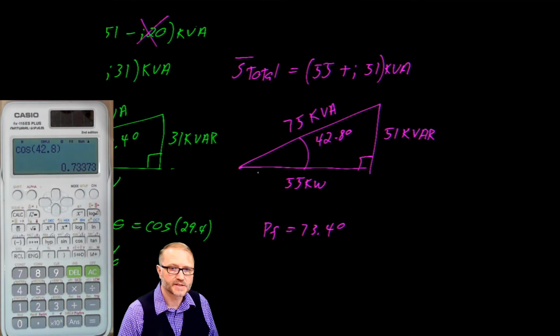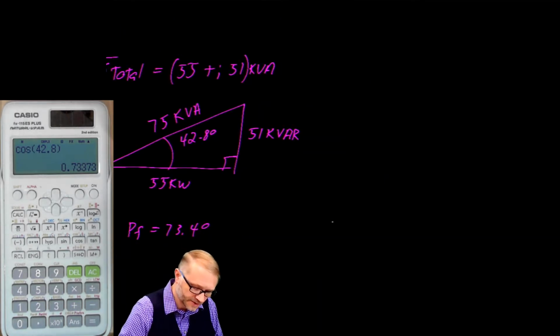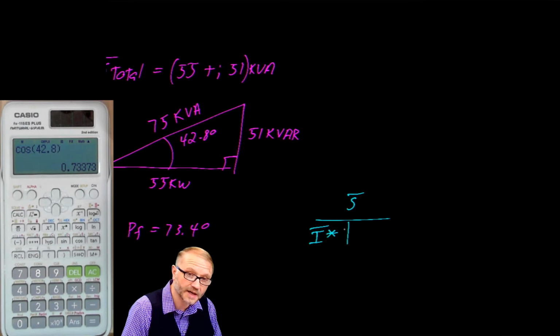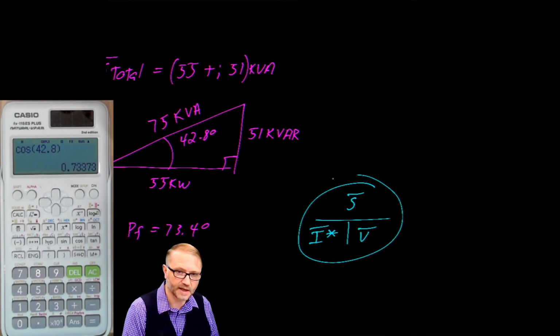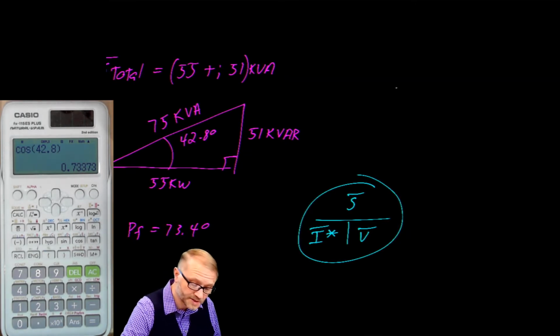Let's see what that does to the current for our factory. You remember we had an equation that told us this, that the complex power is equal to the complex conjugate of the current multiplied by the voltage vector. So that's the tool that we're going to use now to find the current. We're also going to assume that our factory had a 277 volt feeder.